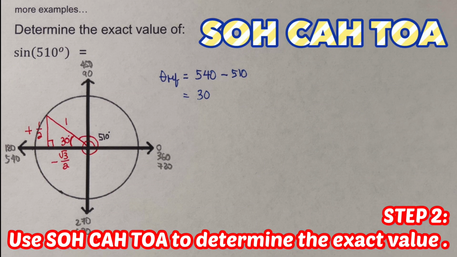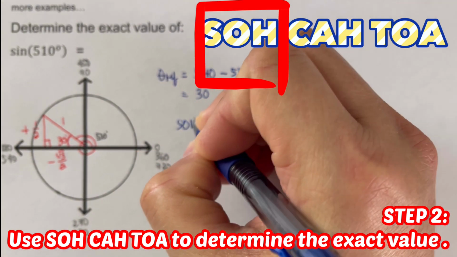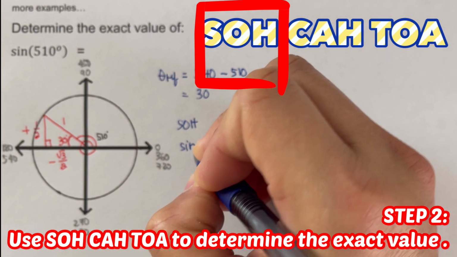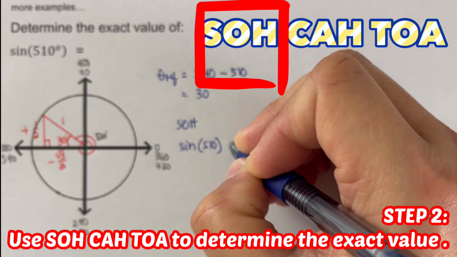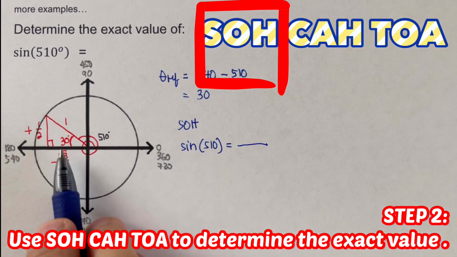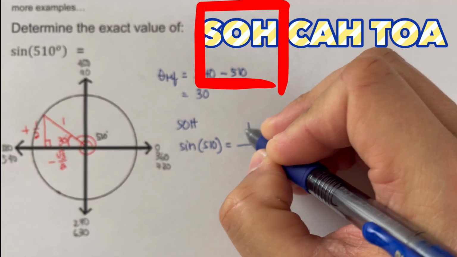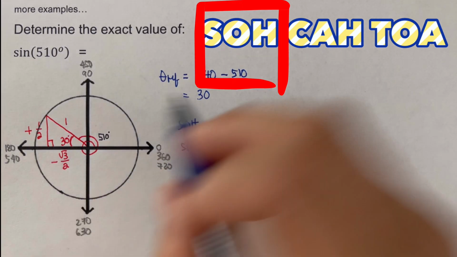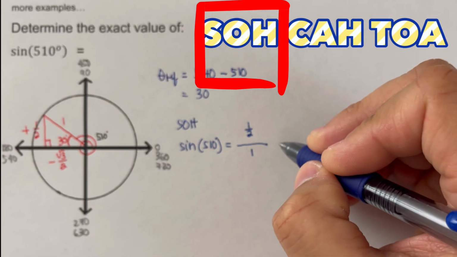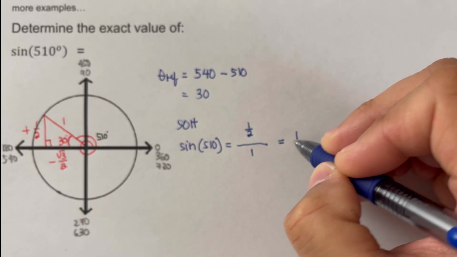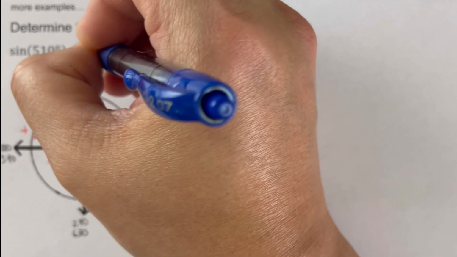So we're going to move on to the second step. The second step is to use SOHCAHTOA to determine the exact value of the angle. Since this is sine, we're going to use SO, meaning that sine is equal to opposite over hypotenuse. So sine 510 degrees is equal to the opposite, the side opposite of 30, which is the reference angle for 510, is positive 1/2. And then the hypotenuse is 1. So when we divide these two, the value for sine 510 is 1/2.